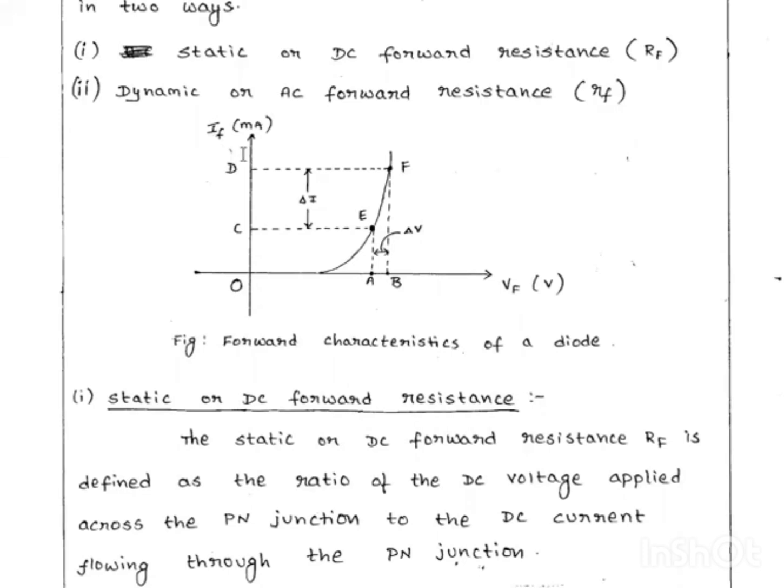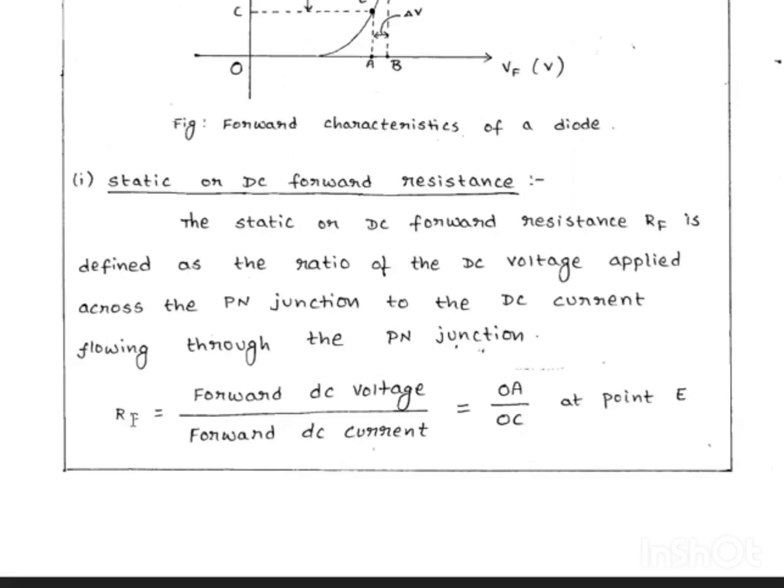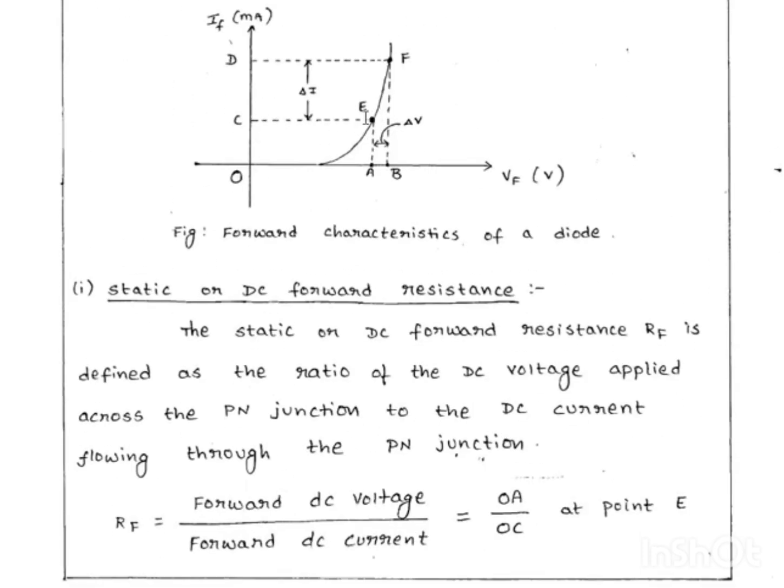Now let us see the static or DC forward resistance. Since I know R is equal to V by I, RF, capital RF, is equal to forward DC voltage by forward DC current. If we see from this graph at point E, the forward DC voltage is this, 0 to A, and the forward DC current at this point is 0 to C. So it is the ratio of forward DC voltage to forward DC current.